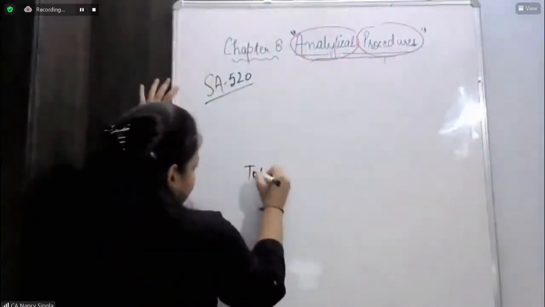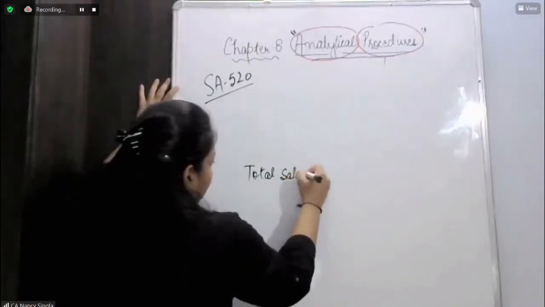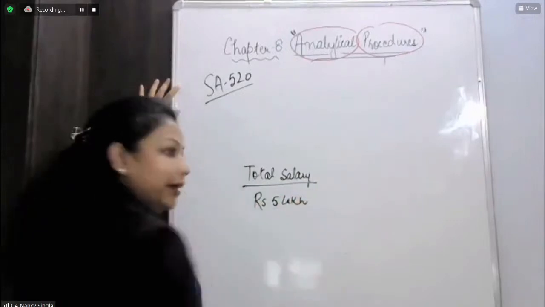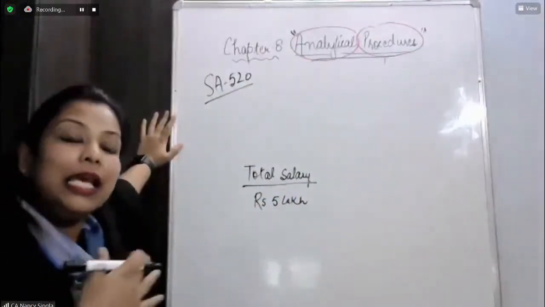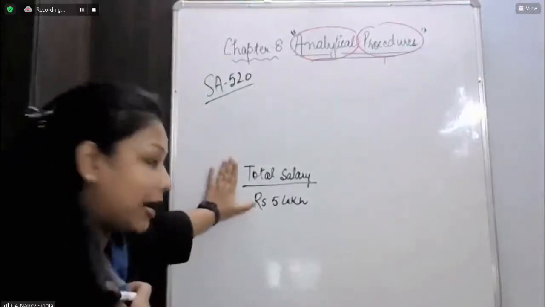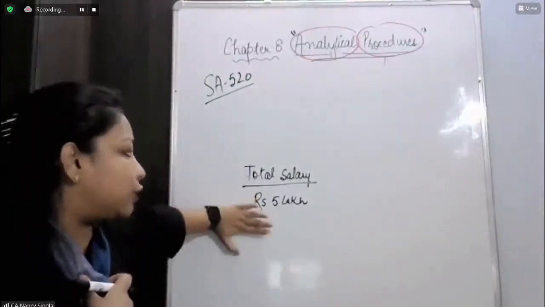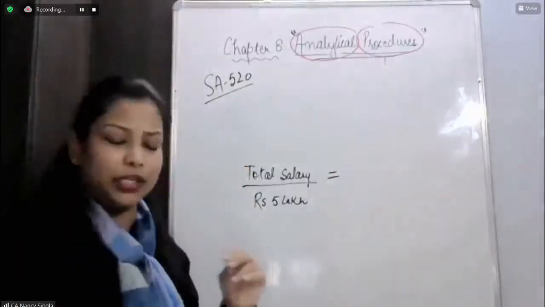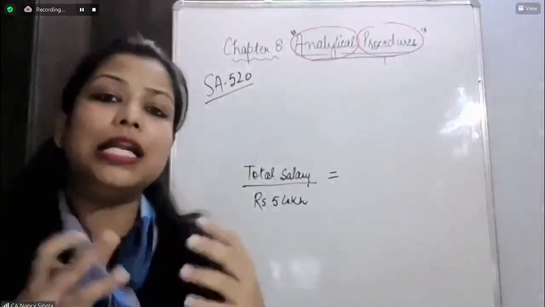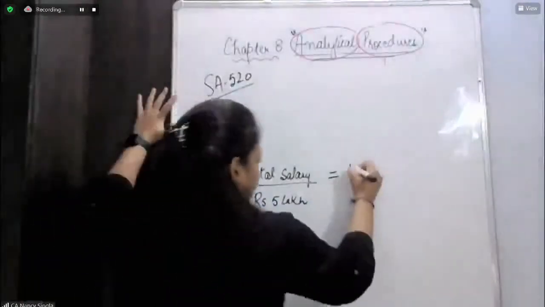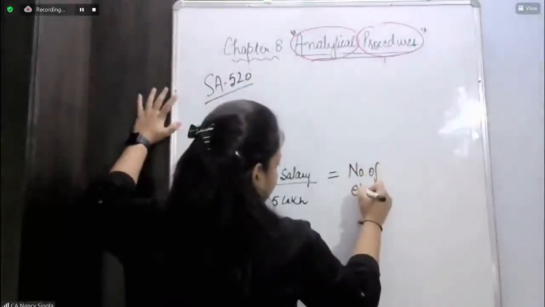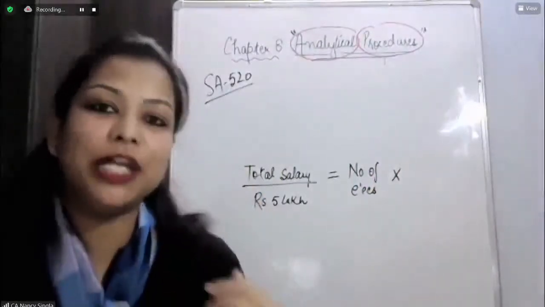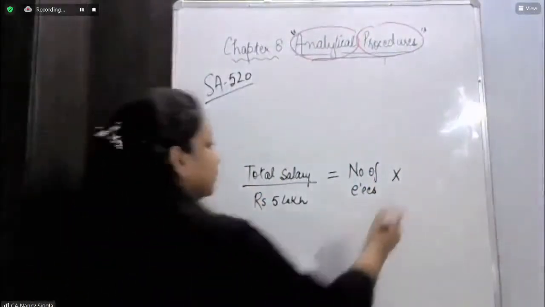Now suppose the total salary expense of the client, suppose I am the auditor in this case, that has been shown in the P&L account is rupees 5 lakhs. Clear? I ask the management, please tell me the number of employees, right? And then I ask the management, please tell me the salary per employee.